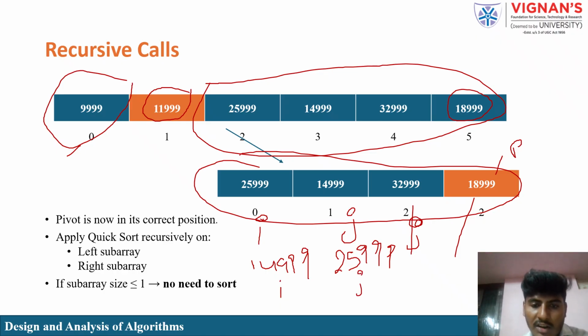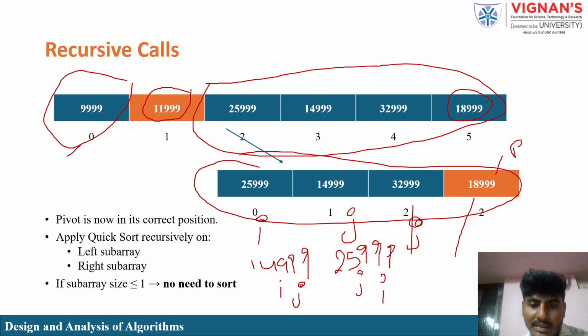Then check a of i is greater than pivot, so we can increment the ith position. A of i is less than the pivot, so the condition is false. The ith pointer is at the first index, so check the jth pointer. A of j is greater than pivot, true. We can decrement the jth pointer, and again check a of j is greater than pivot, so the condition is false.